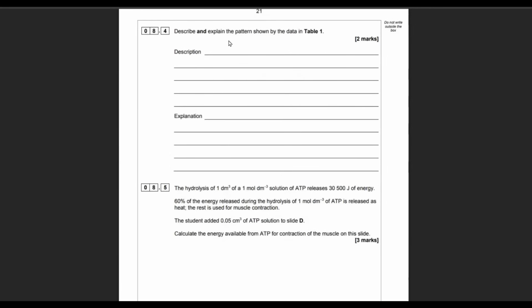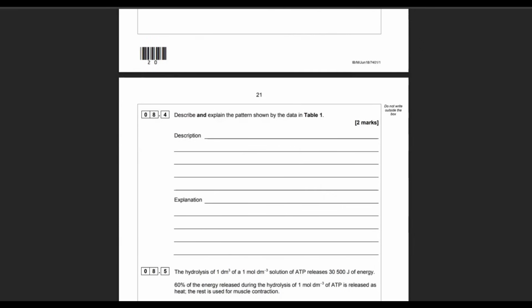8.4, describe and explain the pattern shown by the data in table 1. So my description would be as the concentration of ATP solution increases, the final length of muscle tissue decreases. So that is my describe. With describe, don't use any science, just say what the table shows you. So as the ATP concentration, I should say solution, increases, the length of muscle tissue decreases.